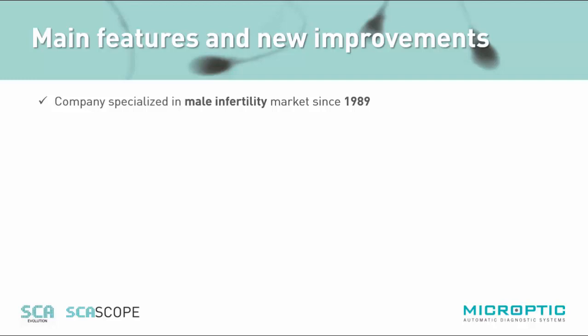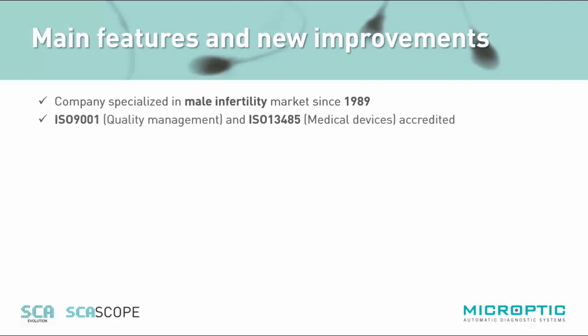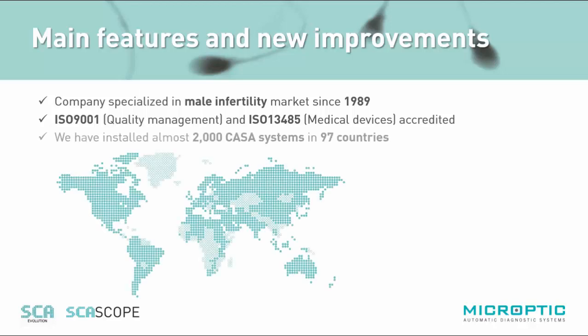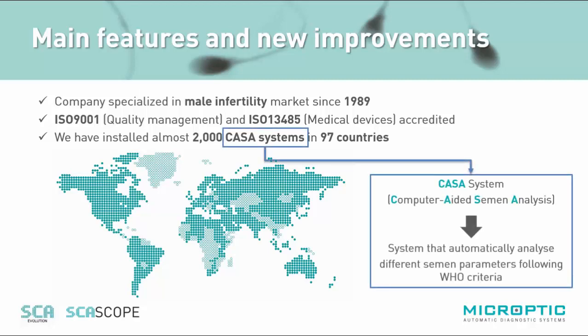MICROPTIC is a company specialized in the male infertility market since 1989. We have the ISO 9001 for general quality management of the company, and the ISO 13485 for medical devices. We have installed almost 2,000 CASA systems in 97 countries. And just to remind people who don't know, CASA means computer-aided semen analysis, a system that automatically analyzes the different semen parameters following the WHO criteria.